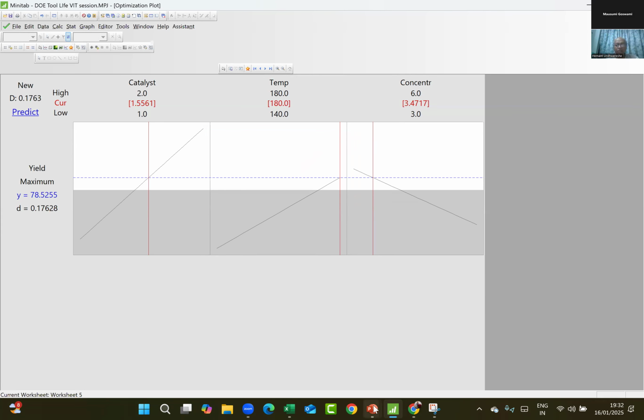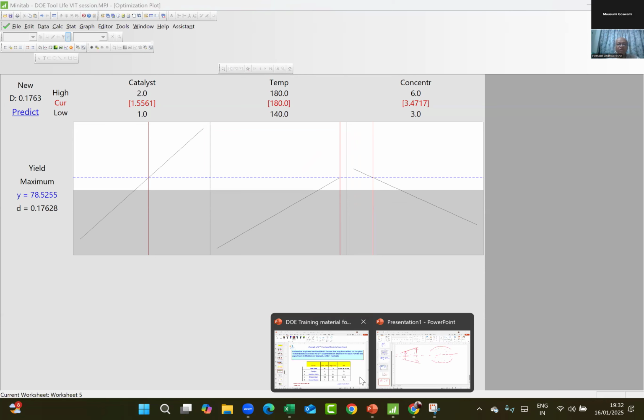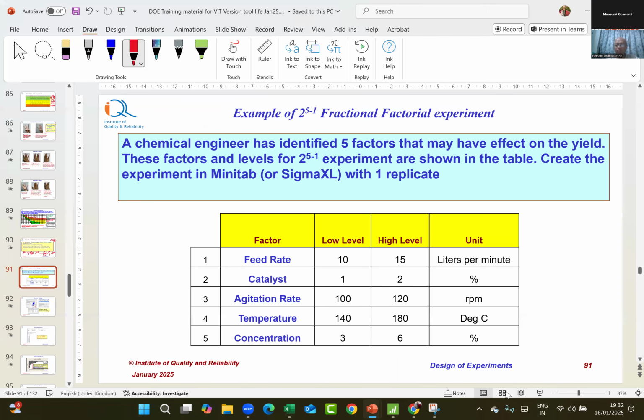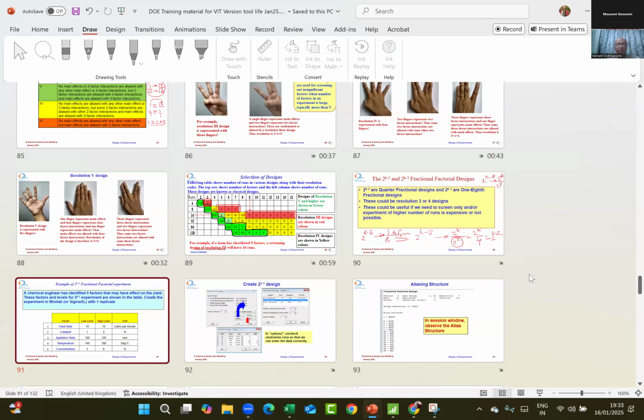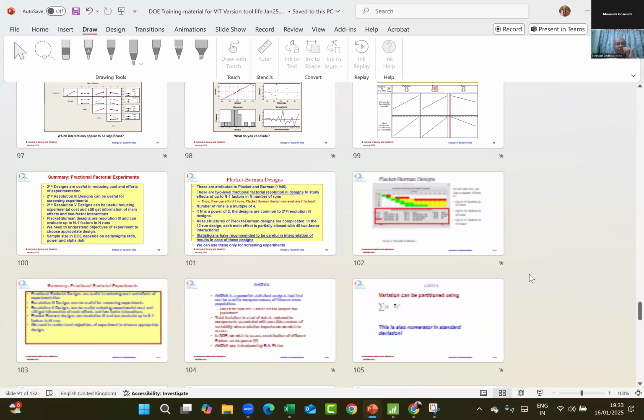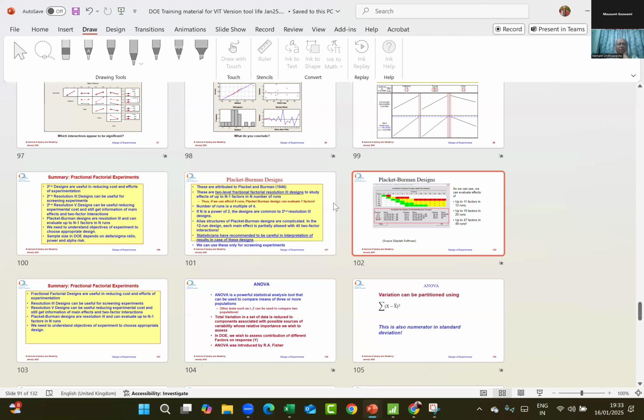I think that takes me to the end of this session on fractional factorial designs today. So between yesterday and today, we have discussed the full factorial and fractional factorial designs. There are other types of designs, Plackett-Burman, which you can look at on slide numbers 101 and 102, which are occasionally used.